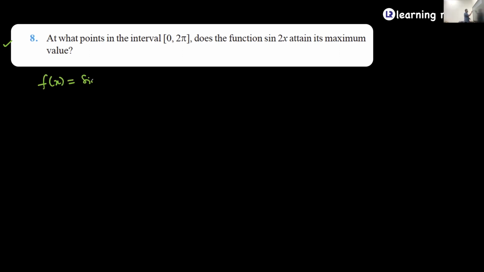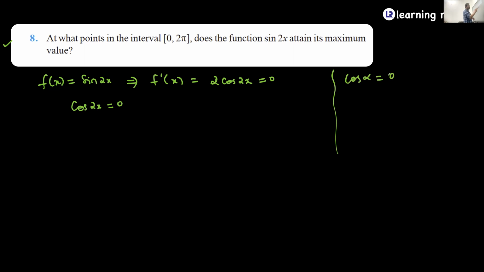f of x is equal to sin 2x, which implies f dash of x is equal to 2 cos 2x. If I equate this to 0, then cos 2x comes out to be equal to 0. What is the general solution for cos alpha equal to 0? Alpha is equal to (2n plus 1) pi by 2, odd multiples of pi by 2. Here alpha is 2x, so 2x is equal to (2n plus 1) pi by 2.